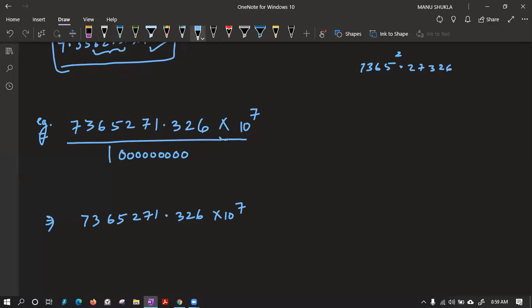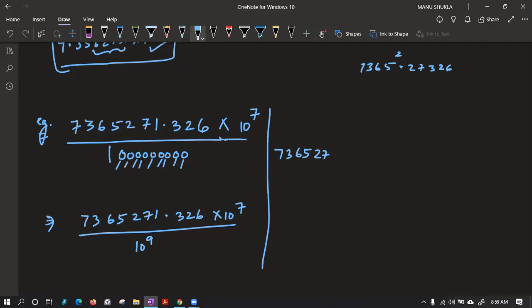So we have 10 power 7 in the numerator. In the denominator we have 1, 2, 3, 4, 5, 6, 7, 8, 9, 9 zeros, so it is 10 power 9. Now what we can do? We can write the number as 7365271, and we have denominator 9. So let us bring that thing down. It becomes 7365271.326 upon 10 power 2.